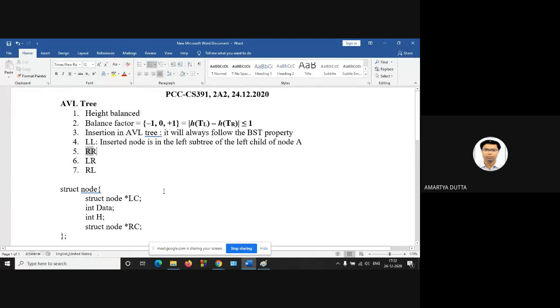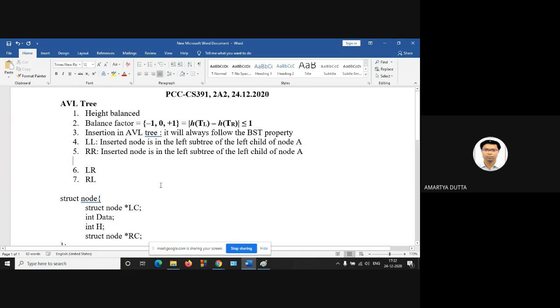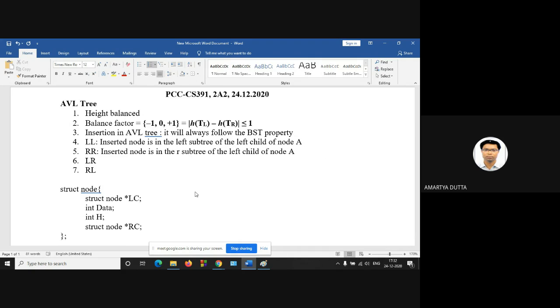Similarly, inserted node is in the right subtree of right child. Right subtree of right child. Right subtree of right child.